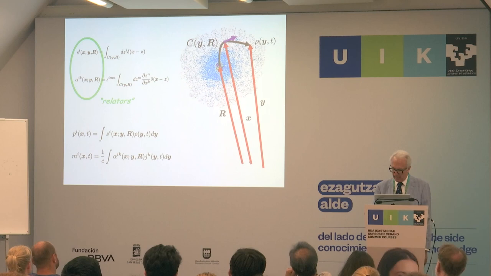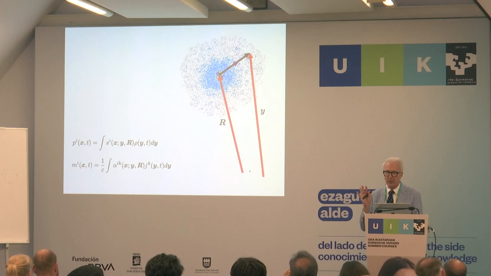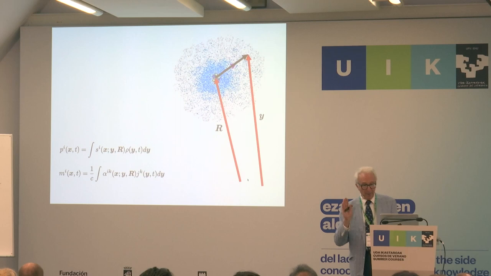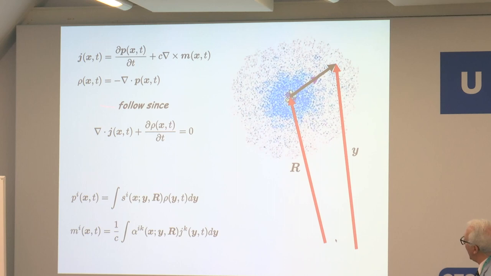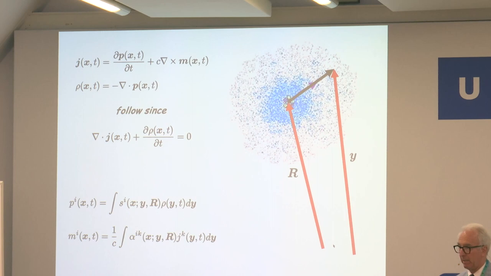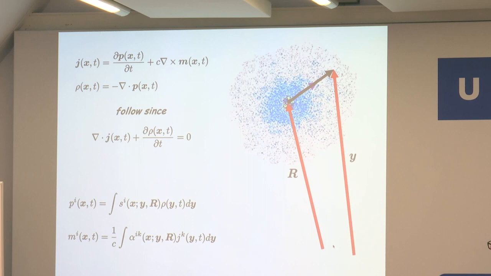Okay, and almost always people use straight lines, and most of what I do in the following I'm going to restrict myself to straight lines for these paths. But whether I use a straight line or not, with these definitions, it immediately follows that J is dρ/dt plus c curl M, and ρ is minus del dot P. This follows immediately, as long as I have charge conservation. So if I have charge conservation and I define my polarization and magnetization in this way, I have these equations. Guaranteed.